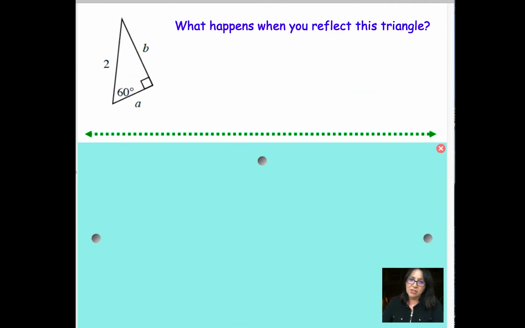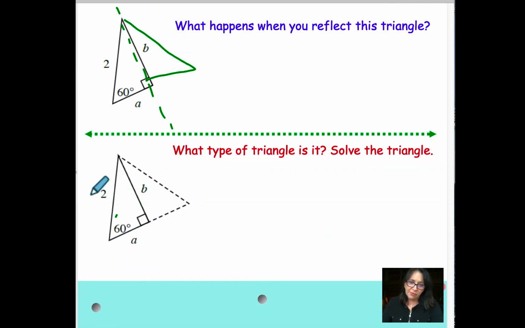So one of the questions that I'm going to ask you is what happens when you reflect this triangle across an axis, like this being my axis right here? What happens if I reflect that across? I would actually get something that looks like this. And in doing that, when you reflect something across, it makes the sides the same, equal. That would then be equal to this side here.